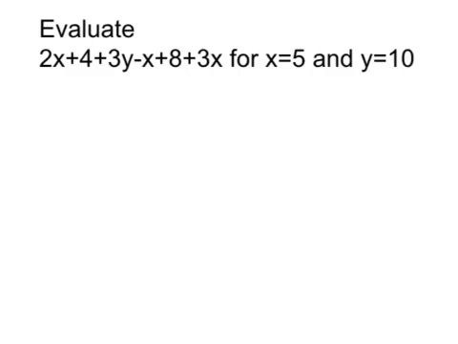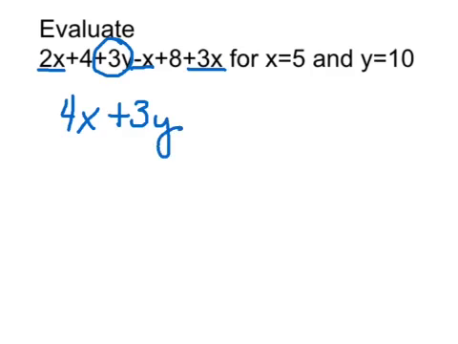When combining like terms, you want to identify the things that are alike. So in this expression we have 2x minus an x plus 3x. 2 minus 1 plus 3 is 4 x's. Now let's look for the y's. Plus 3y. Do we have any other y's? No. So plus 3y. But these right here are your constants.